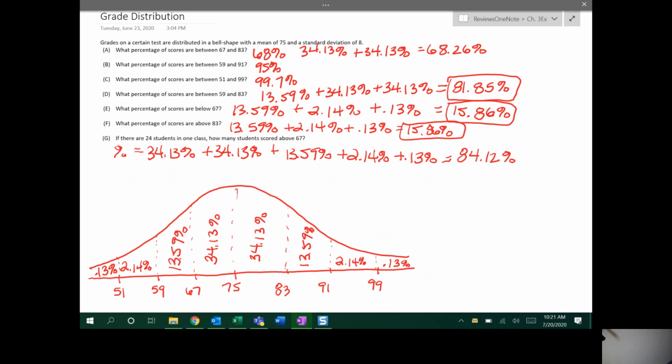But again, we're not done because it didn't ask for the percentage. We wanted to know how many students. So we're going to take our percentage and convert it to a decimal, and we're going to multiply it by the number of students. We get 20 point something. You can round to 2 decimal places.